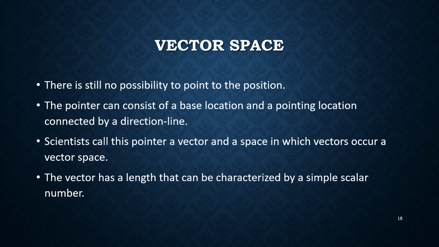There is still no possibility to point to the position. The pointer can consist of a base location and a pointing location connected by a direction line. Scientists call this pointer a vector and a space in which vectors occur a vector space. The vector has a length that can be characterized by a simple scalar number.